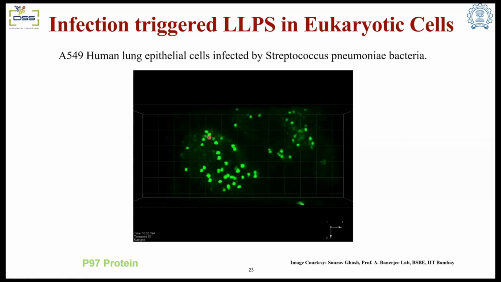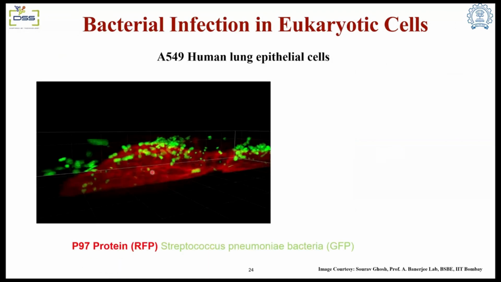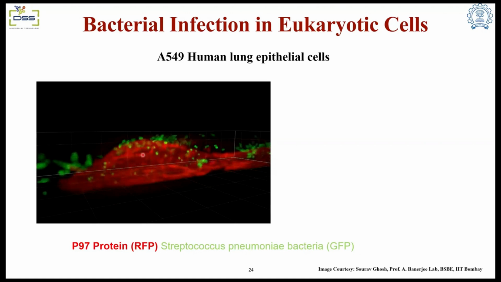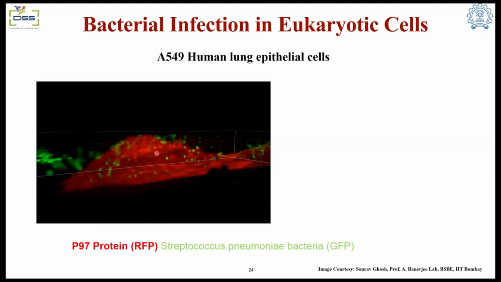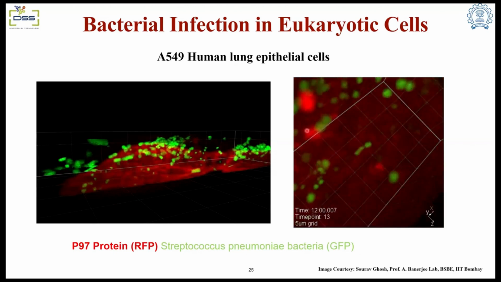Here they are looking at the cluster formation of the P97 protein, which is tagged with GFP, in response to Streptococcus pneumoniae bacterial infection in A549 cells. This is the same A549 cell, and here they have tagged the P97 protein with RFP and the Streptococcus pneumoniae bacteria with GFP. Here you can see how the bacteria infect the cell. It is going inside, you can see very clearly. And this is the zoomed view. Here you can see these areas.